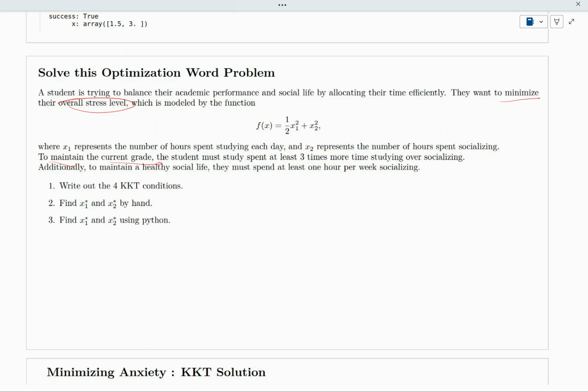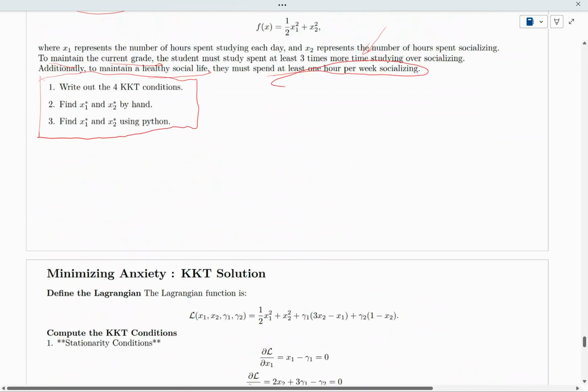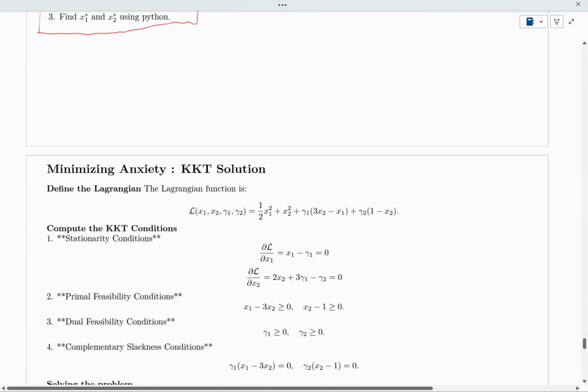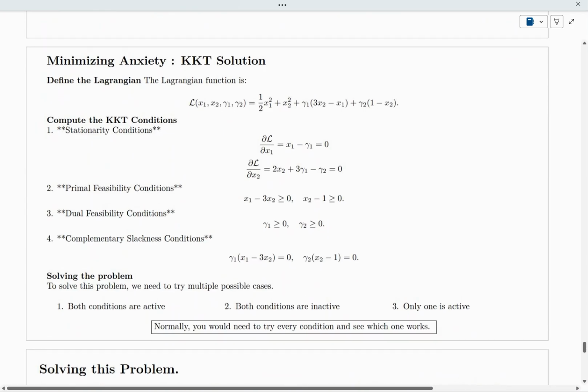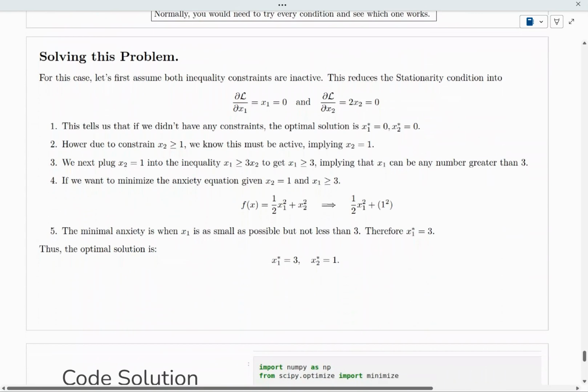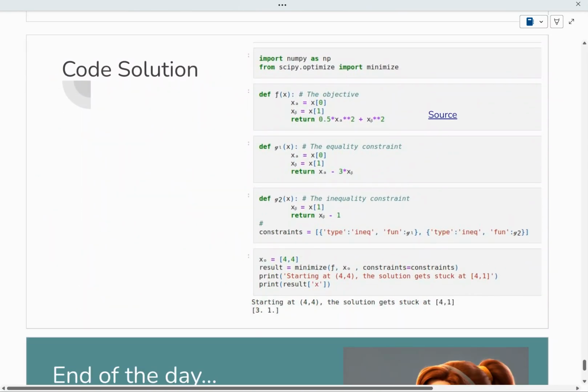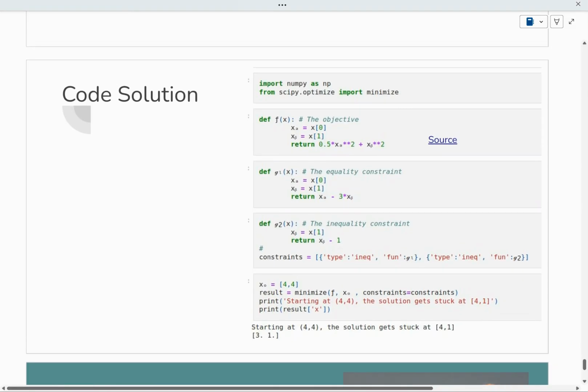So that right there is an inequality constraint. Additionally, to maintain a healthy social life, they need to spend at least 1 hour per week socializing. So that's another inequality constraint, right? Follow through this, write out the KKT conditions, and see if you can solve it. Pause the video. I have the answer here, and over here is the code solution. You can look into it.